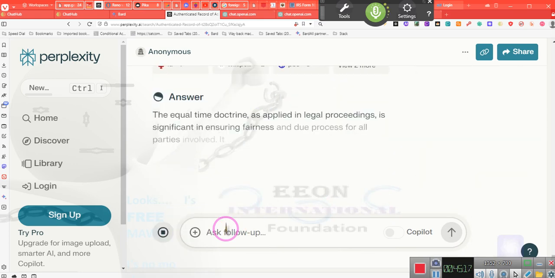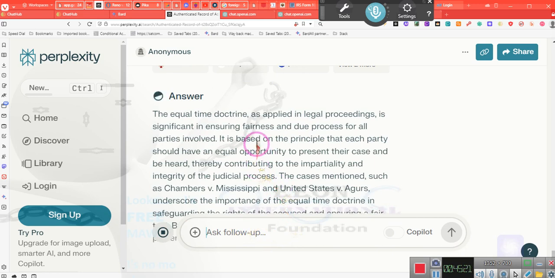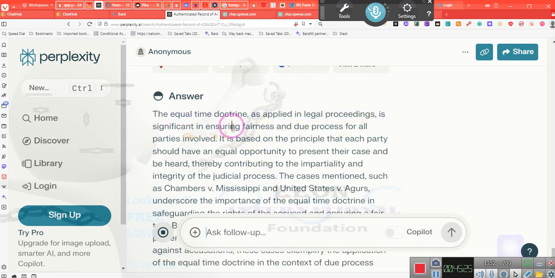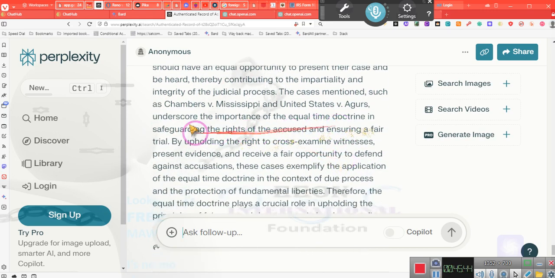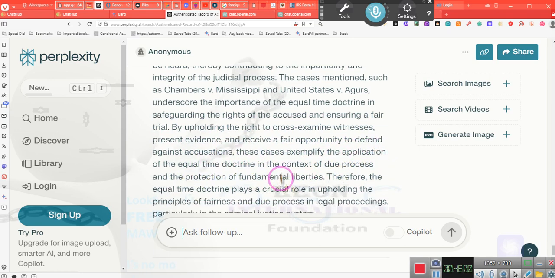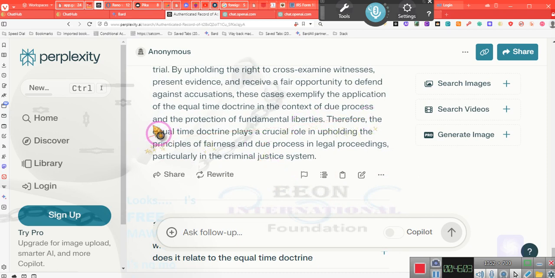Stop listening. Okay, equal time doctrine as applied to legal proceeding is significant in ensuring fairness and due process for all parties involved. It is based on the principle that each party should have an equal opportunity to present their case and be heard, thereby contributing to impartiality and integrity of the judicial process. The cases mentioned, such as blah, blah, blah, underscore the importance of equal time doctrine in safeguarding the rights of the accused, ensuring a fair trial by upholding the right to cross-examine witnesses, present evidence, and receive a fair opportunity to defend against accusation. These cases amplify the application of the equal time doctrine in the context of due process and the protection of the fundamental liberties. Therefore, equal time doctrine plays a crucial role in upholding the principles of fairness and due process in legal proceedings, particularly in criminal cases of judicial system.